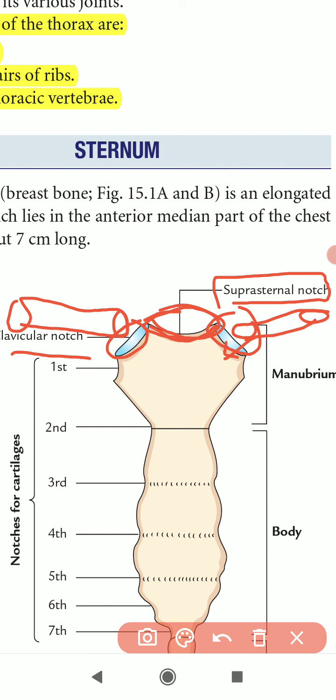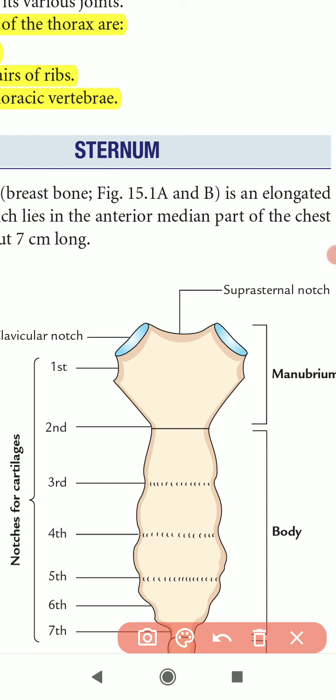And the suprasternal notch: supra means above, sternal means sternum. So just above the sternum there is a notch that is known as the suprasternal notch. The clavicular notch gives attachment to the clavicle, and it forms a joint that is known as the sternoclavicular joint. While studying the bones, we will tell in short what joints are formed by the sternum.